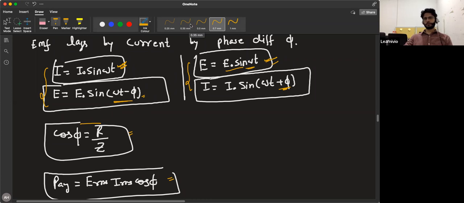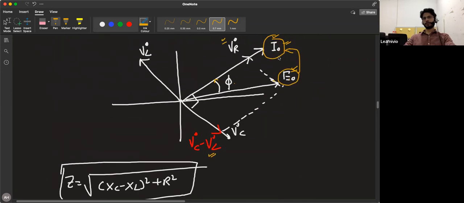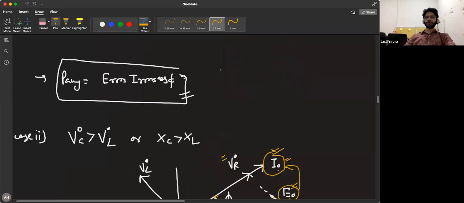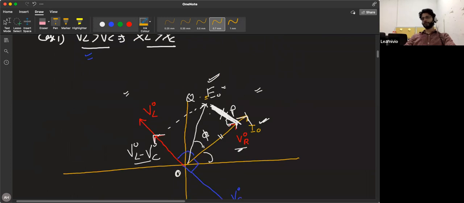Sir, how do you know which one is leading? By the phasor diagram. By this diagram, I know that current is leading and EMF lags. Sir, if EMF was leading, it will be above the current vector. It will be above the current, like it was in the previous section. Yes, sir.